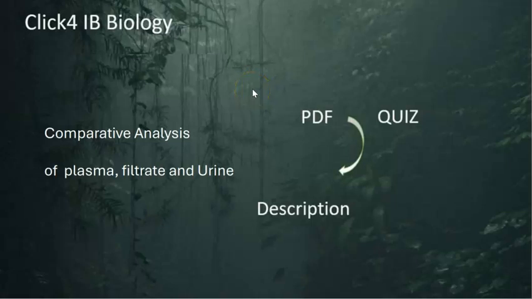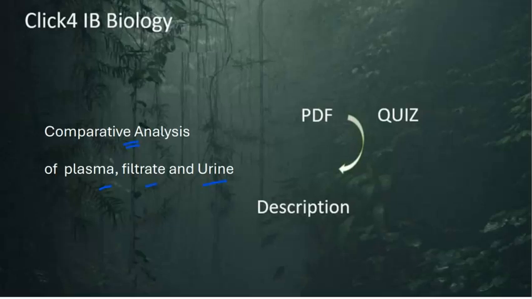In this last of D3.3 homeostasis, what we're looking at is a comparative analysis of the plasma, filtrate and urine produced in the osmoregulation of the kidney.